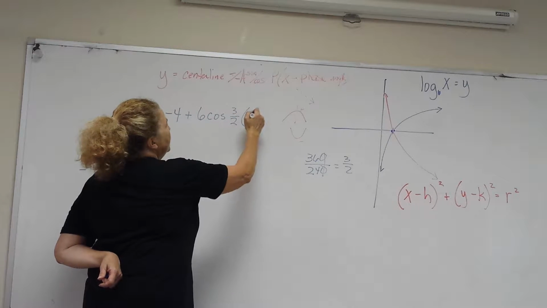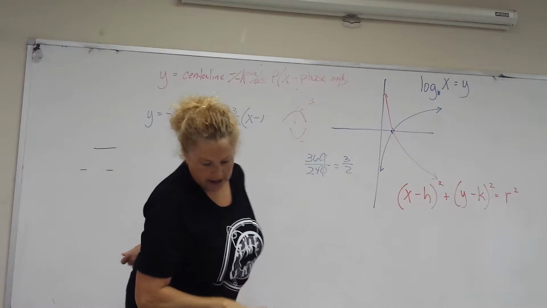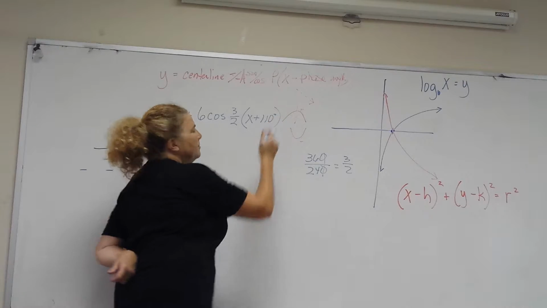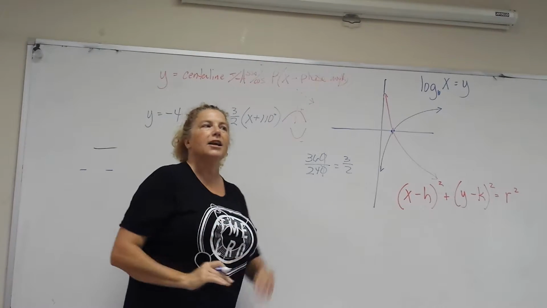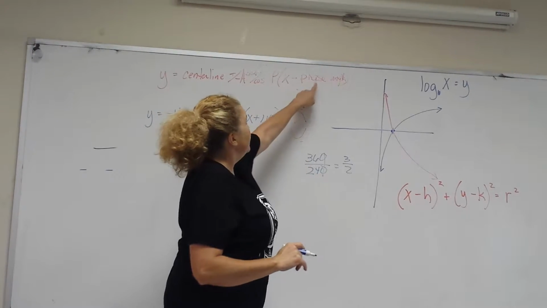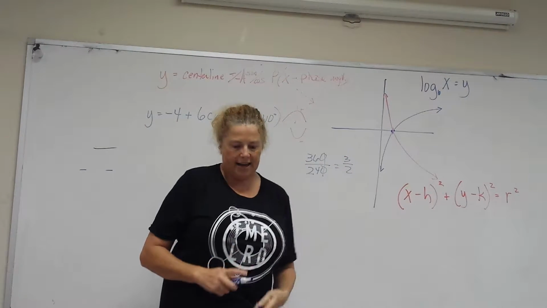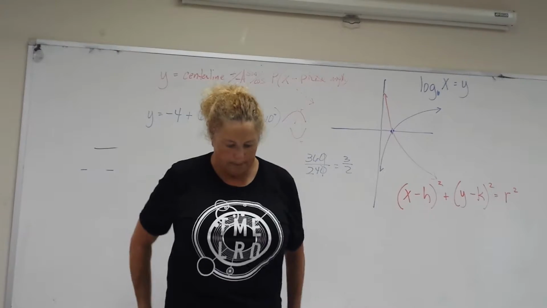3/2 x minus, and if it shifted to the left, it'd be x plus 110. Because when you're shifting to the negative side, this is always x minus the phase angle. So the phase angle here is -110. So that's how you would write that.